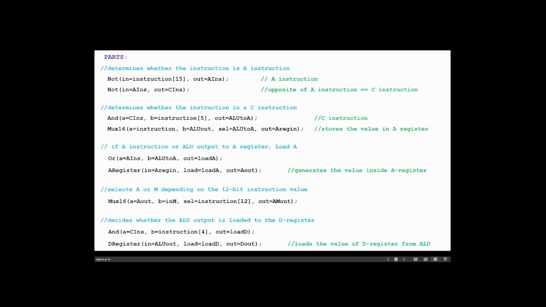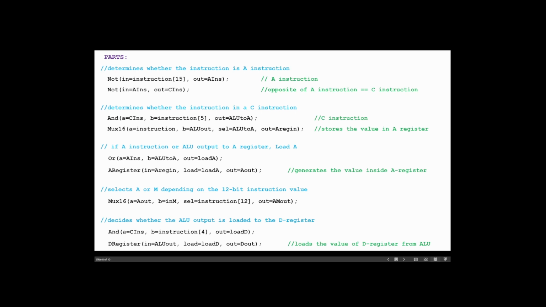In the first lines, we can see that the NOT gate is used to tell whether an instruction coming into the CPU from the instruction memory is an A instruction. But first, the CPU decodes the 16-bit instruction into an opcode and a 15-bit value. If the opcode is 0, the instruction is an A instruction. Whereas if the opcode is 1, the instruction is a C instruction.